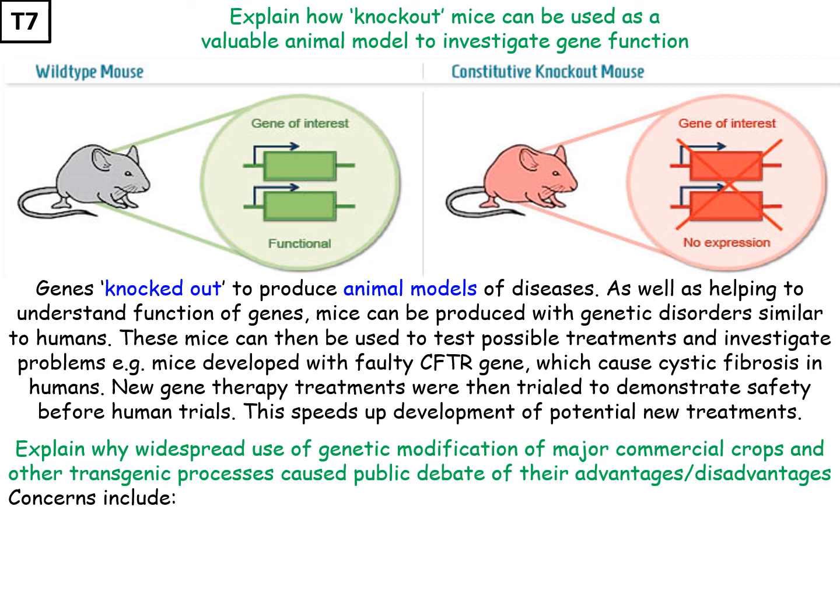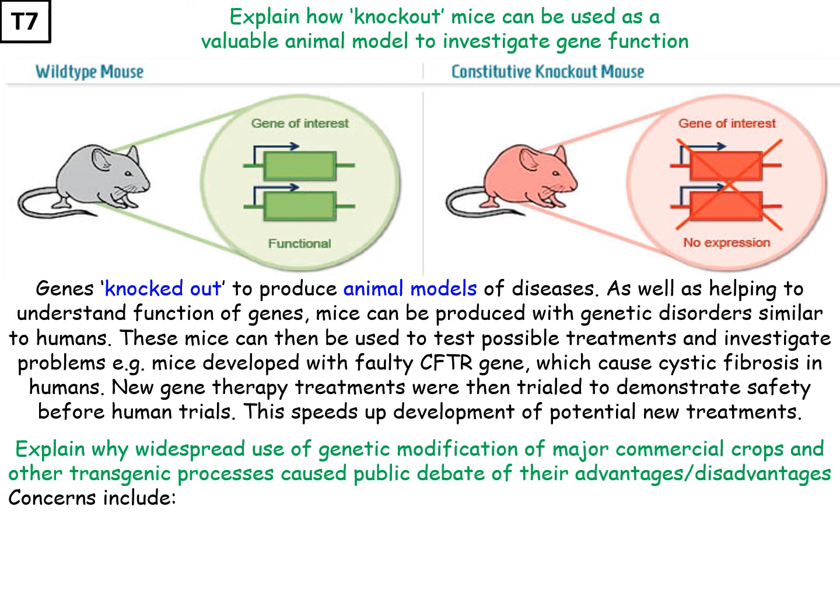So an example would be mice developed with a faulty CFTR gene, which causes cystic fibrosis in humans. New gene therapy treatments can then be tried to demonstrate safety before human trials, and this speeds up development of potential new treatments. So if we know that mice contain genes that are similar to ours that we suspect could cause genetic diseases, we could knock them out in the mice and then use treatment on those mice to see what the effects are. And obviously, you could do this before you do human trials, and that would give you the advantage because you'd be able to create mice with similar phenotypes to the genetic disorders and see what sort of treatments work in the mice.